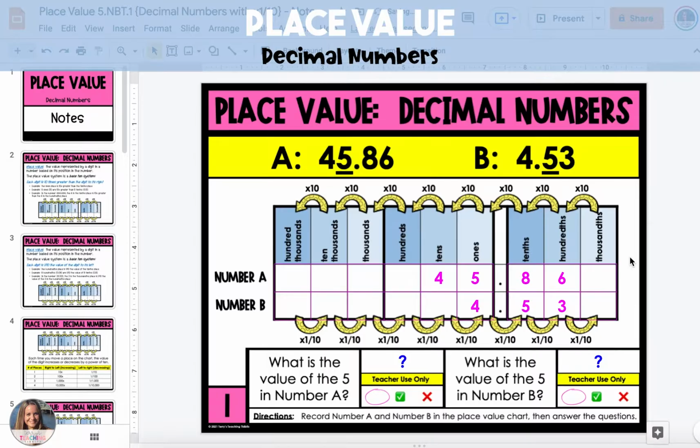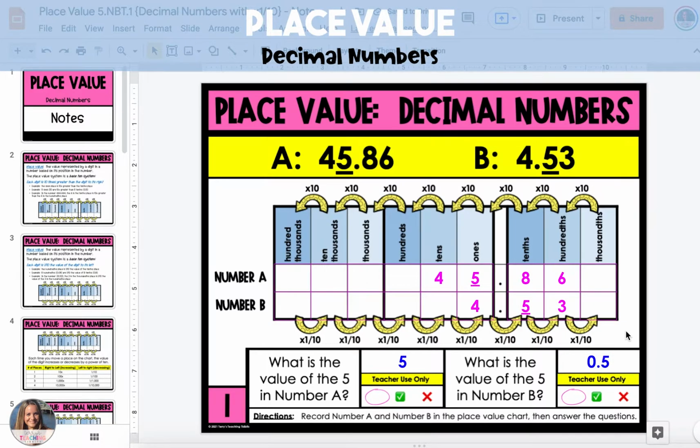There are two separate tables for the whole numbers and the decimals, so you cannot use the tab button or your keyboard arrows to switch from the ones place to the tenths place. Now use the numbers in the place value chart to answer the two questions. The first question is, what is the value of the 5 in number A? The 5 in number A is located in the ones place, so it is worth 5. Next, what is the value of the 5 in number B? The 5 in number B is located in the tenths place, so it is worth 5 tenths.